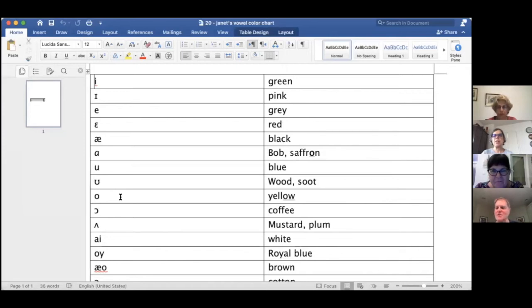What do you notice about when you say green and then go to pink? What do you notice is different in the way you're holding your mouth? E versus I. Go ahead and try it. Sound it out. Green, pink. Which one of these is more tense? And don't try and think it through. Actually say it. Green, pink. Which one feels more tense to you?